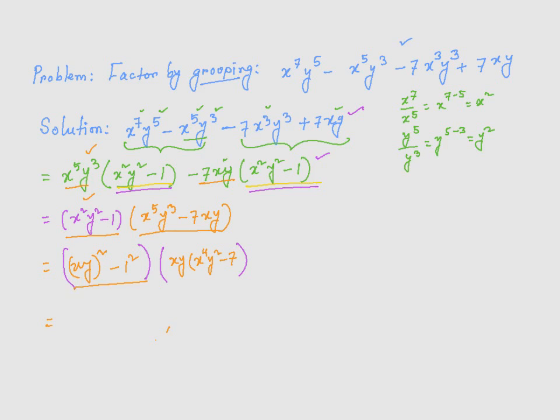I could simplify this by using the difference of squares formula, which is a square minus b square is equal to a plus b times a minus b. So in my case, my a is going to be just this xy. This is my a. My b is 1. So it's going to be xy plus 1 times xy minus 1. And then I have the xy here. I'm just going to put it up front, xy right here. And then I'll be left with x to the power 4 y square minus 7. And that's what your answer is.